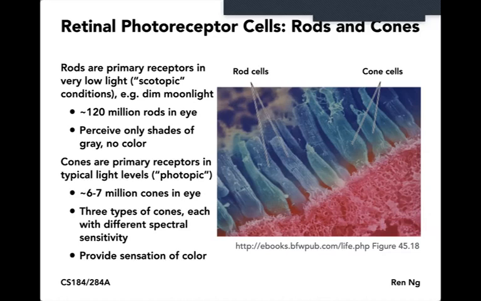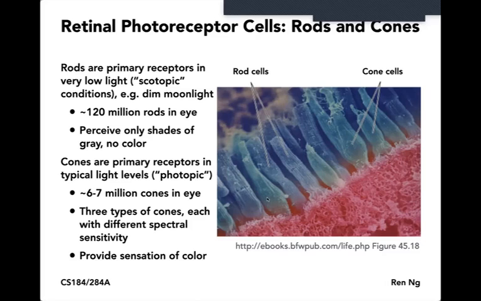The cone cells are the primary photoreceptors in typical light levels. Those are technically called photopic light levels. So wherever you're sitting right now looking at your display, you're in photopic light levels. Remember, it's only when you get to very dim moonlight that we get down to scotopic light level conditions. Everything above that will be in photopic light levels, and that's where cones are active. There are far fewer cone cells per eye, 6 to 7 million or so.